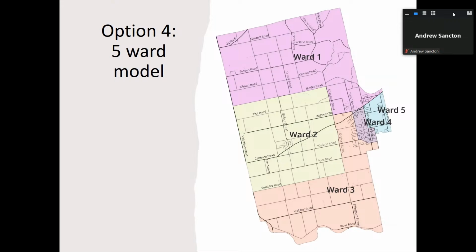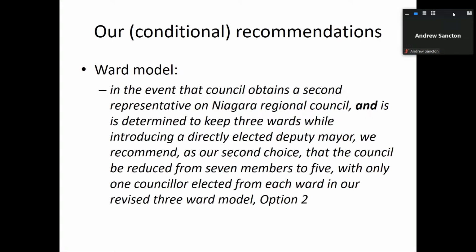If Niagara Regional Council was restructured such that directly elected regional councillors were abolished and Pelham was given 2 indirectly elected representatives on Niagara Regional Council, but council strongly wishes to maintain the three-ward system, the second option would be to adopt our revised three-ward model, electing only one councillor for each of those three wards, with a directly elected deputy mayor and mayor, giving you a council size of 5 members and 2 that would serve on Niagara Regional Council.